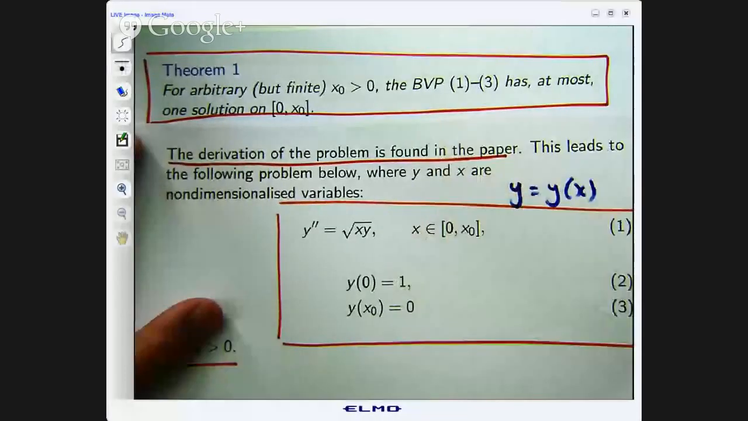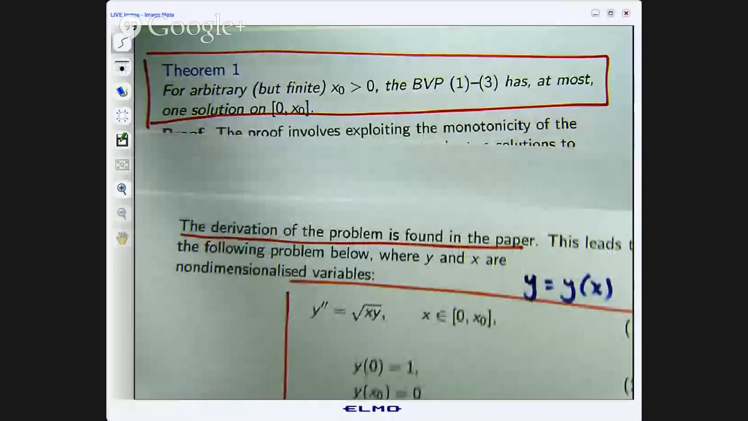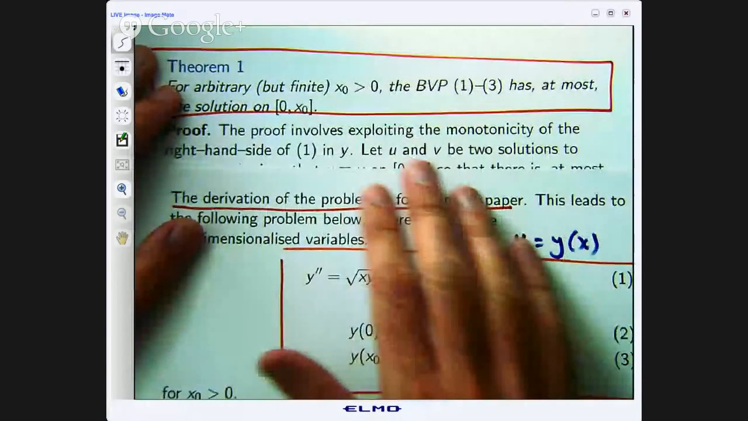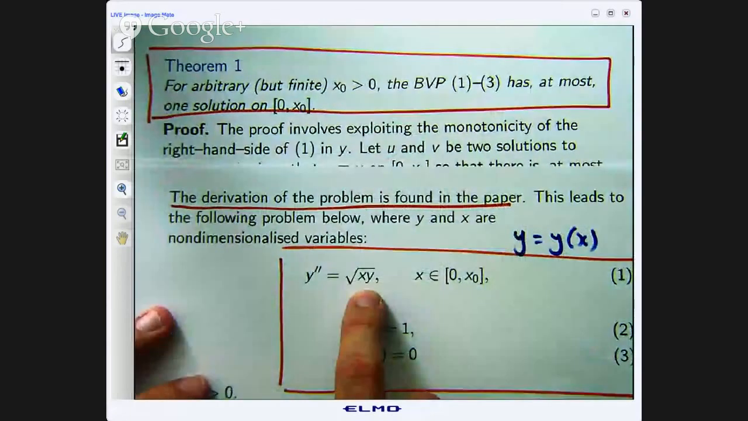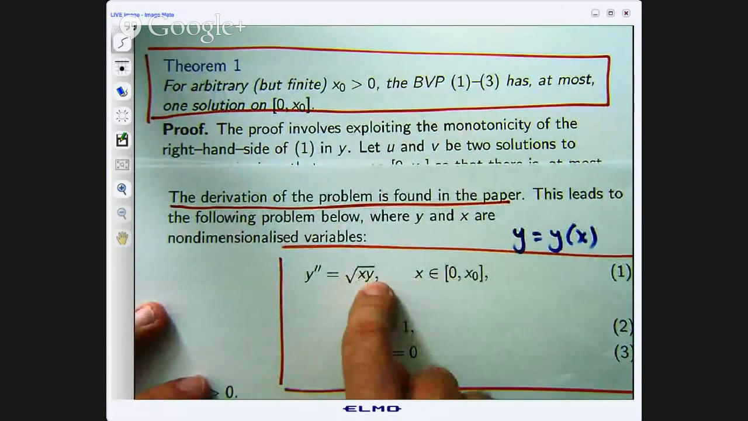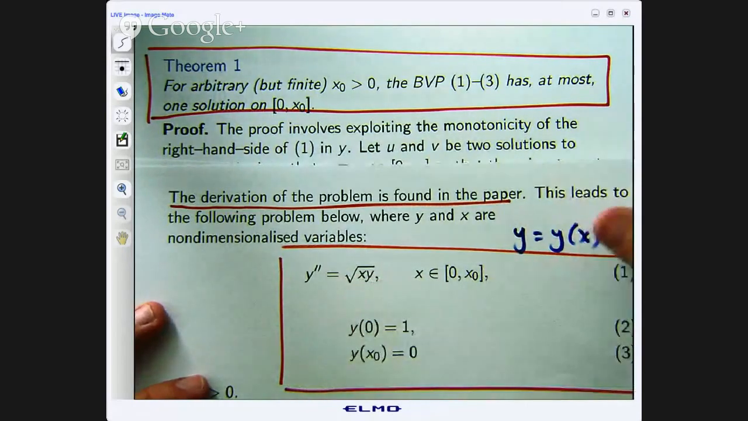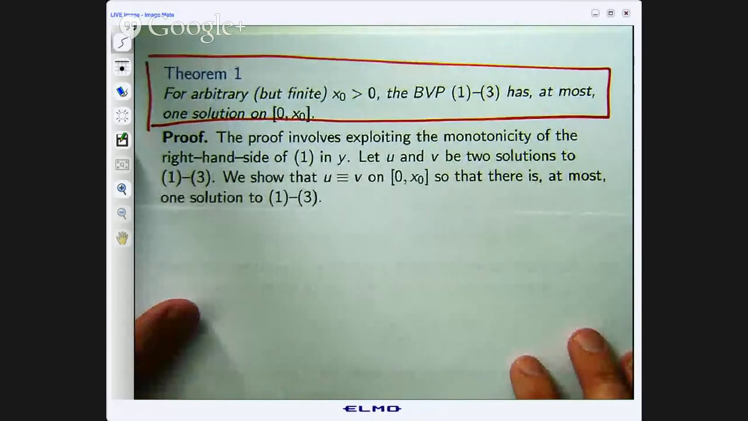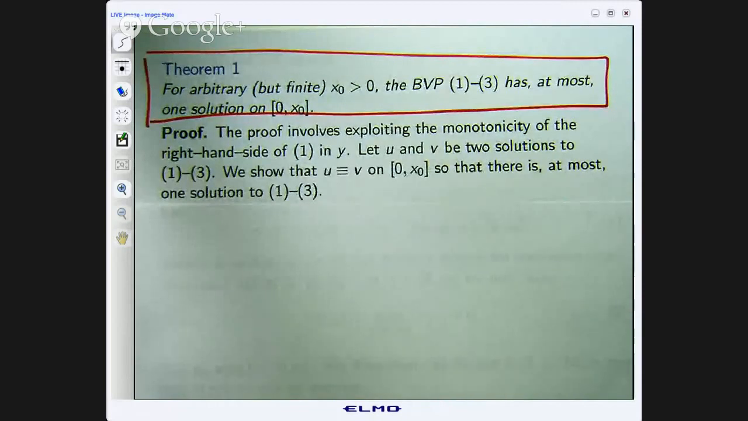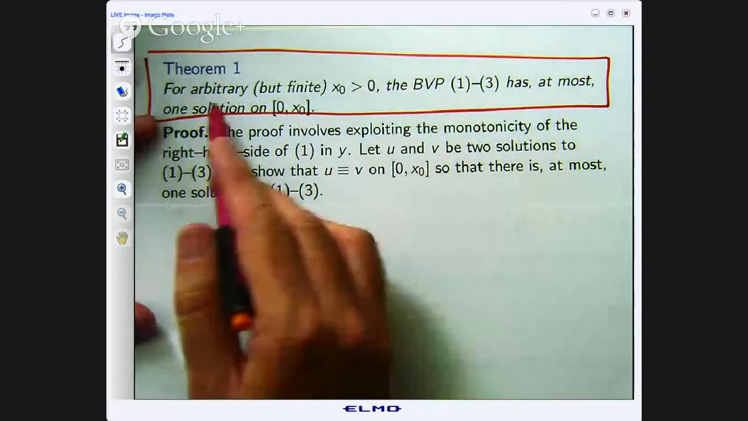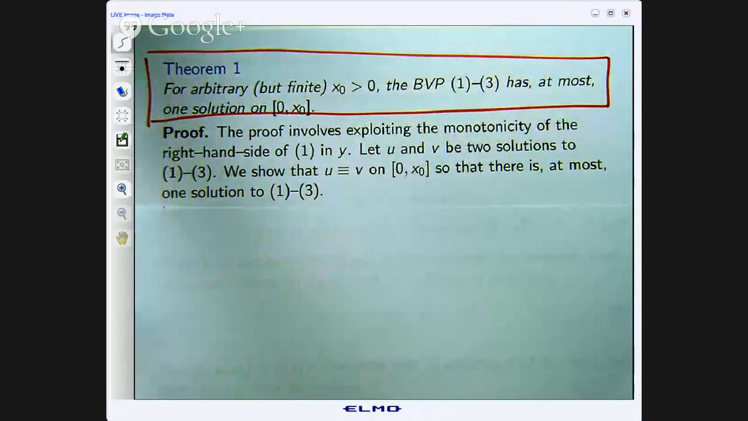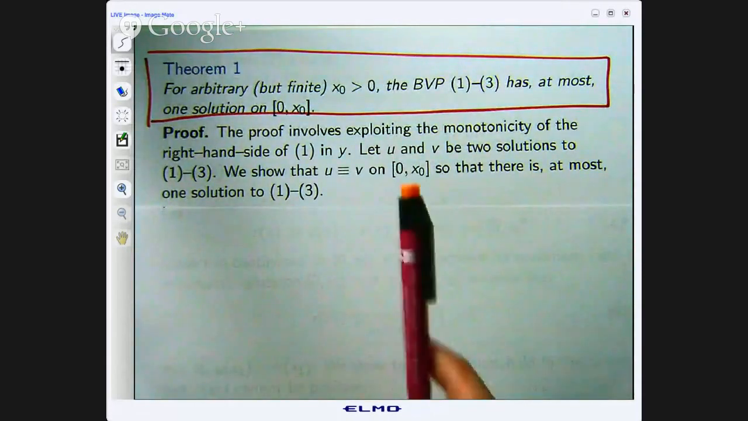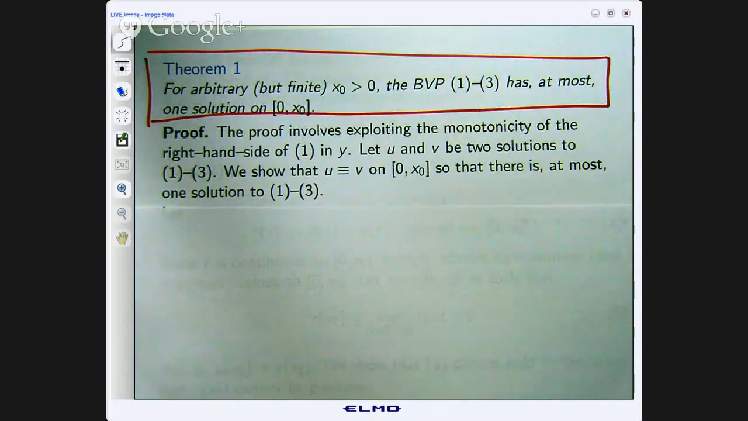All right, so how do we prove that? Basically, the proof involves exploiting the monotonicity of the right-hand side of the differential equation in the y variable. This is an increasing function in the y variable. So let's actually just go through that. It is a very common type of proof in mathematics for these kinds of theorems where you want to show that there's at most one solution. This is a non-multiplicity solution.